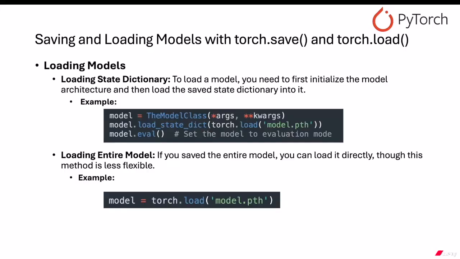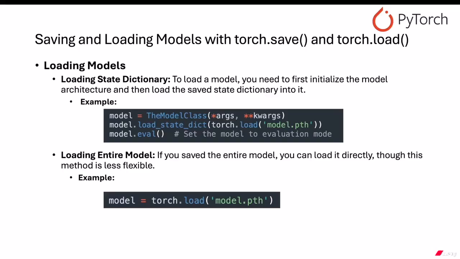Loading models. Loading state dictionary. To load a model, you need to first initialize the model architecture and then load the saved state dictionary into it. Here is an example. So model equal to the model class, passing the args and kwargs, model.load_state_dict, where I'm saying torch.load('model.pth'), and then model.eval(). I set the model to evaluation mode.